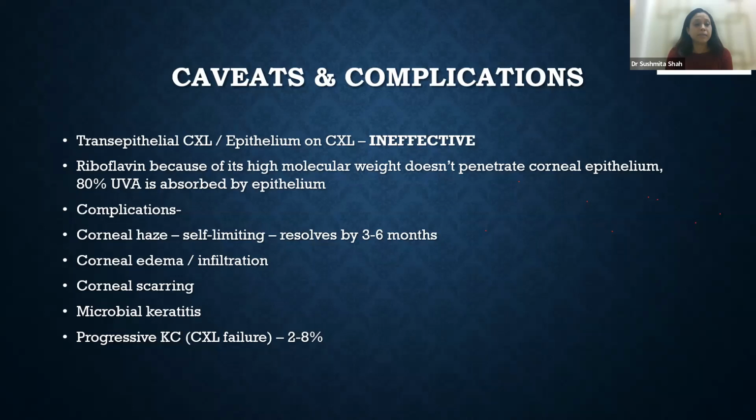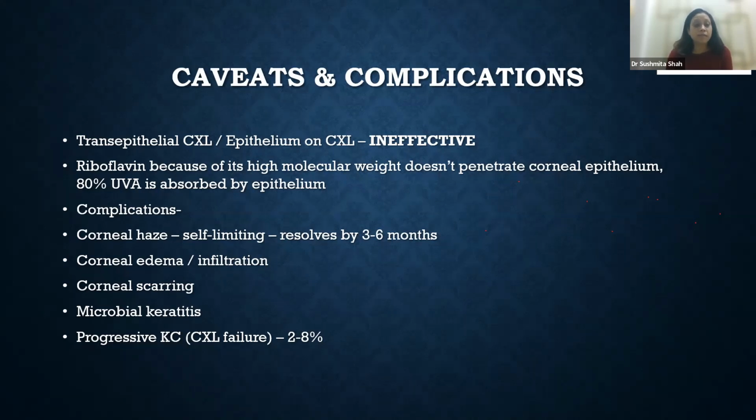So transepithelial CXL under the current conditions should not be tried. CXL complications have been rated at somewhere about 3 complications per 25 eyes, and the commonest is corneal haze. Fortunately, this is a self-limiting problem and usually goes away in 3 to 6 months.